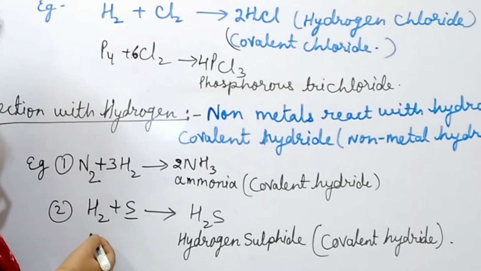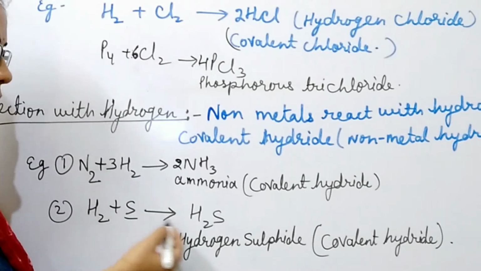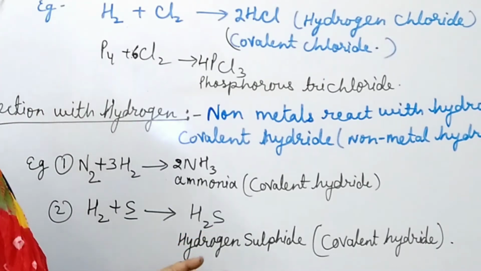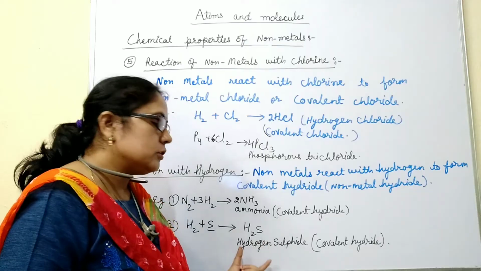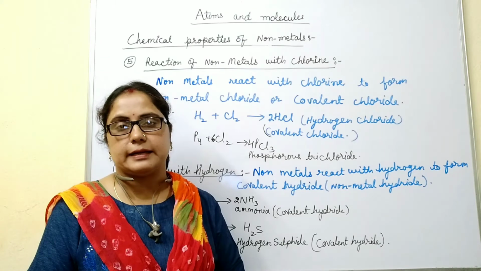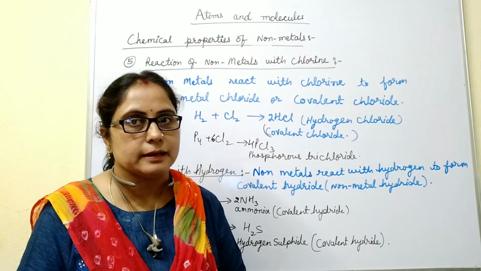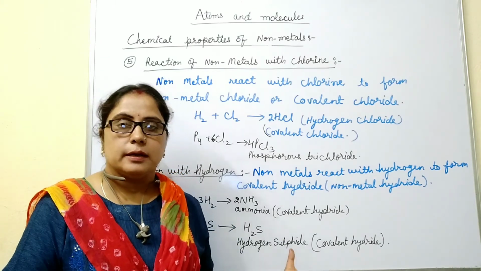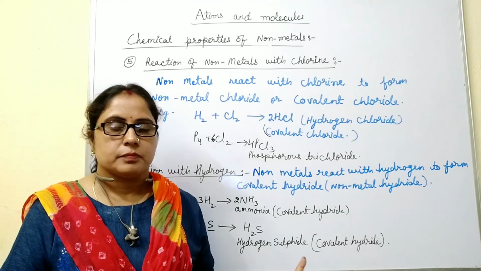Similarly, when hydrogen reacts with sulfur nonmetal it forms H2S, hydrogen sulfide. Hydrogen sulfide is also a covalent hydride. Hydrogen sulfide has a characteristic smell of rotten egg, and it is used in the laboratory also.